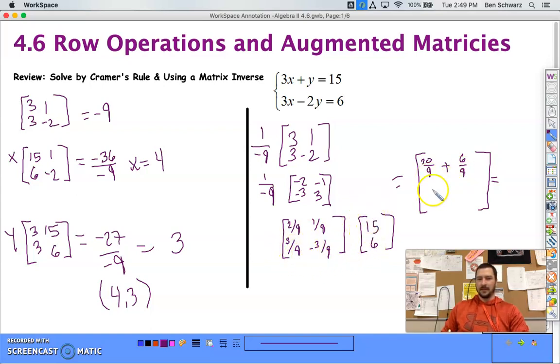So 3/9 times 15, 45/9. And then -3/9 times 6, which is -18/9. So this becomes 36 divided by 9, which is 4. And then this becomes -27 divided by -9, which is 3. So those are the two ways we've learned, and we're going to learn one more way using matrices.